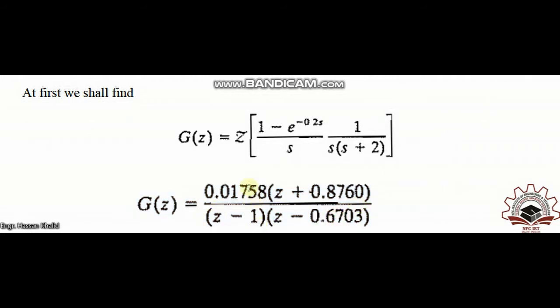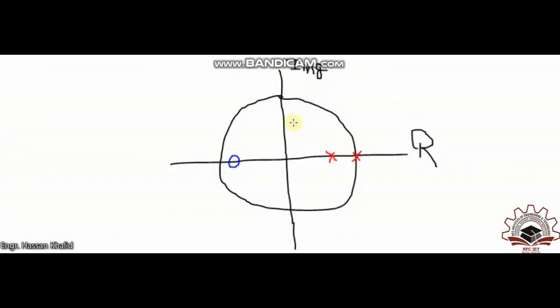It says that the system has one zero at z equal to minus 0.8760, and two poles at z equal to 1 and z equal to 0.6703. Okay, we can now place the poles and zeros defined by our open loop system G of z in the PZ map. There is one pole at z equal to 1, one pole at z equal to 0.67, and one zero at 0.8 something. The exact values are defined above in the G of z.